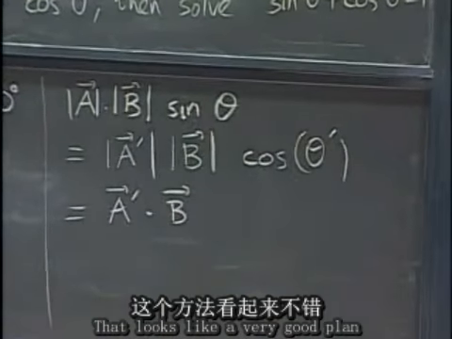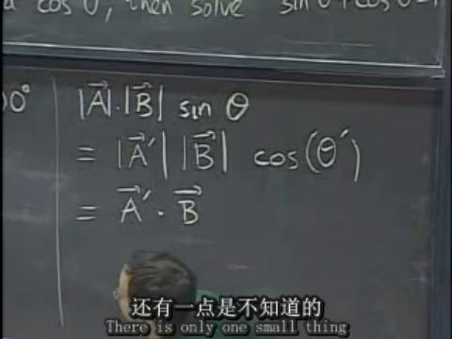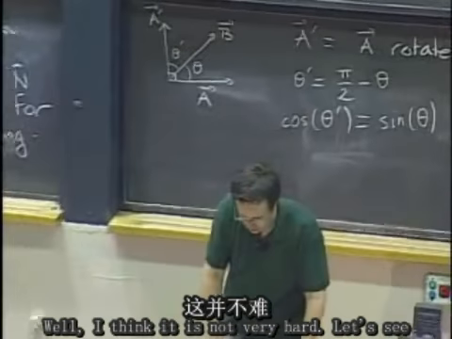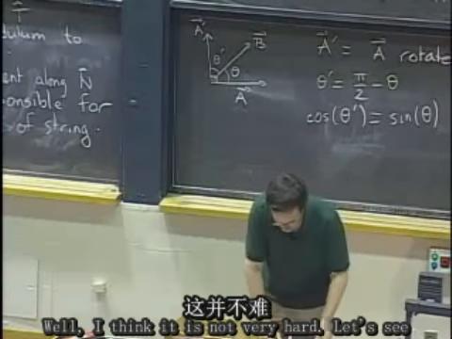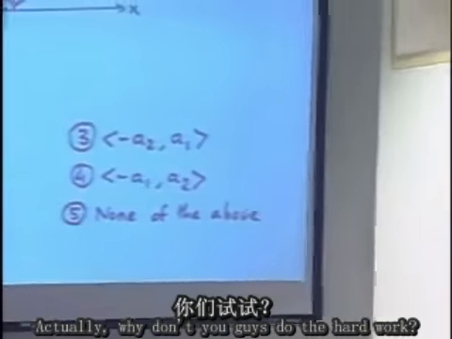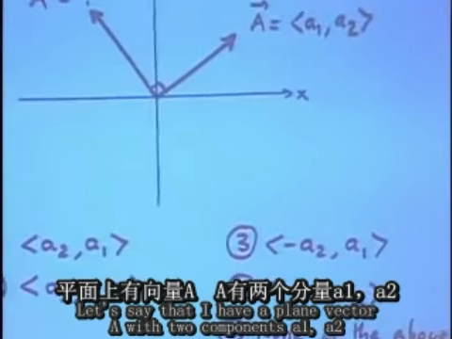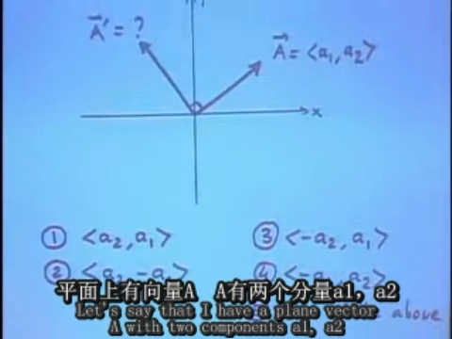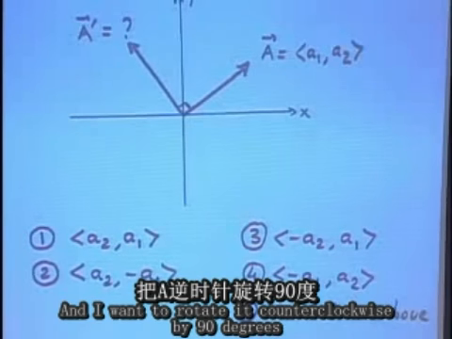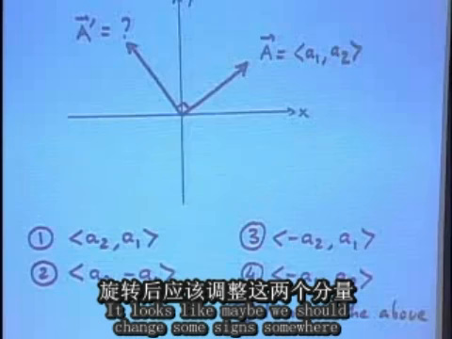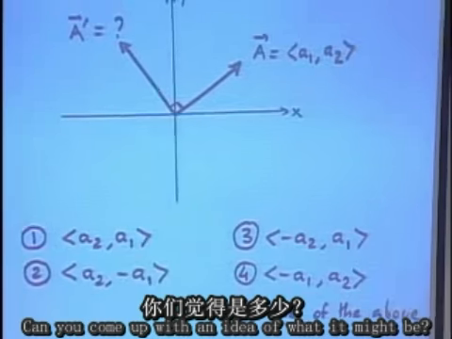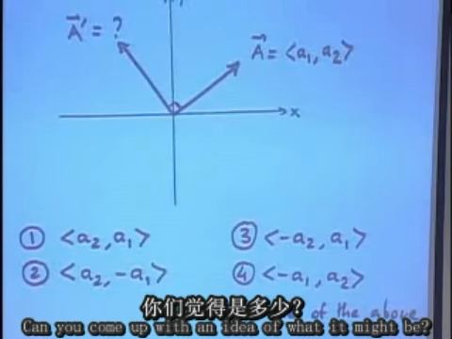Okay, so that looks like a very good plan. There's only one small thing, which is we don't know yet how to find this A prime. Well, I claim it's not very hard. Let's see. Okay, why don't you guys do the hard work? So let's say that I have a plane vector A with two components, A1, A2, and I want to rotate it counterclockwise by 90 degrees. So it looks like maybe we should change some signs somewhere. Maybe we should do something with the components. Can you come up with an idea of what it might be?